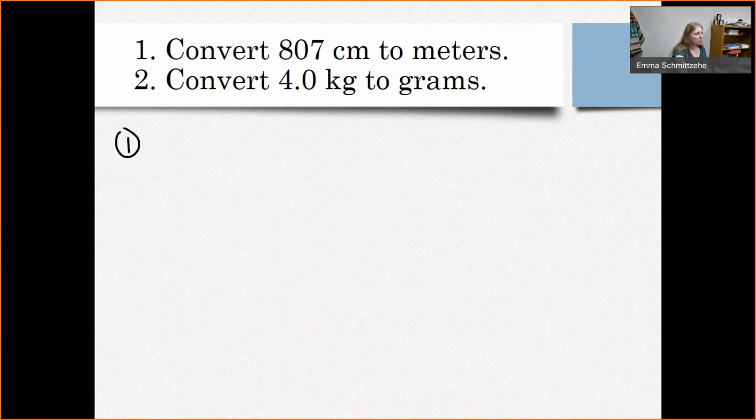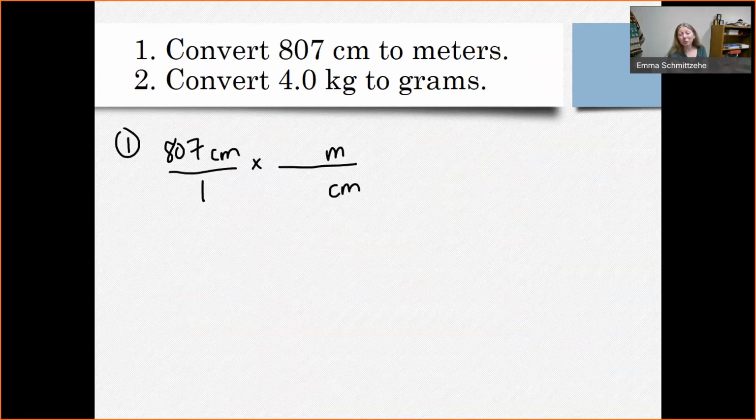Okay, so number one, we have 807 centimeters, and since it's standalone, it's really over 1. And so centimeters, I'm going to put opposite so it'll cancel. And then I'm going to put what I want in the remaining slot, so meters. Since this is a metric prefix conversion, a number with a prefix to one without, you should most of the time be able to come up with those unit factors out of your head instead of looking them up, but you could.